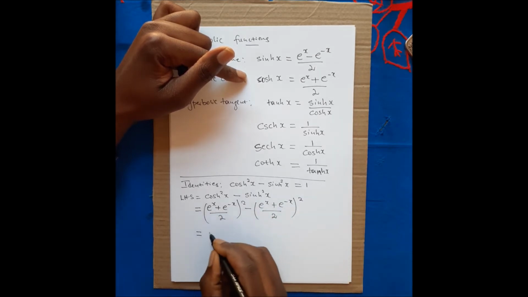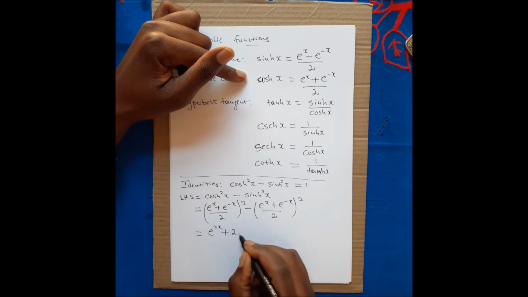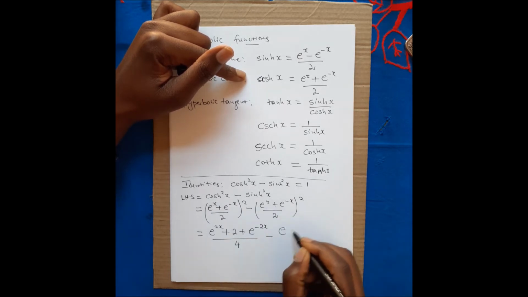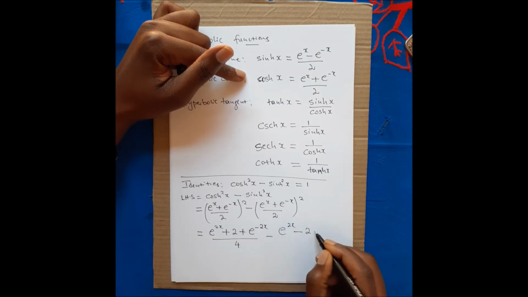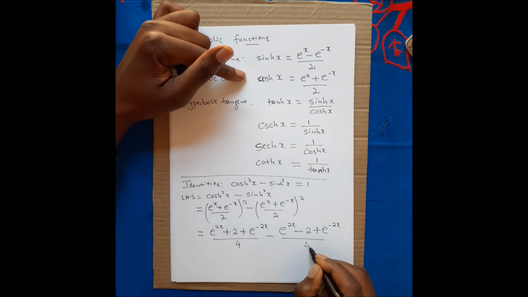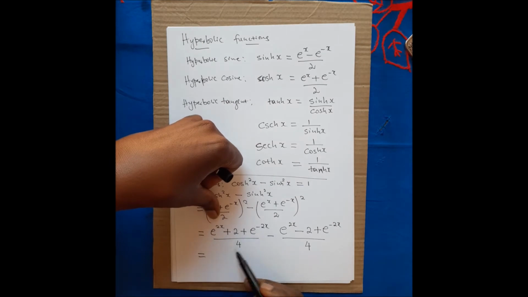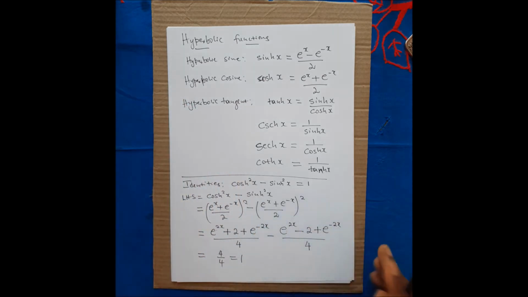So this will give us e to the power of 2x plus 2 plus e to the power of minus 2x, divide this by 4, minus e to the power of 2x minus 2 plus e to the power of minus 2x over 4, which when we simplify, you can see this will be 0, this will be 0, that will be 4. So we have a 4 over 4, which is 1. Therefore, we have proved that one.